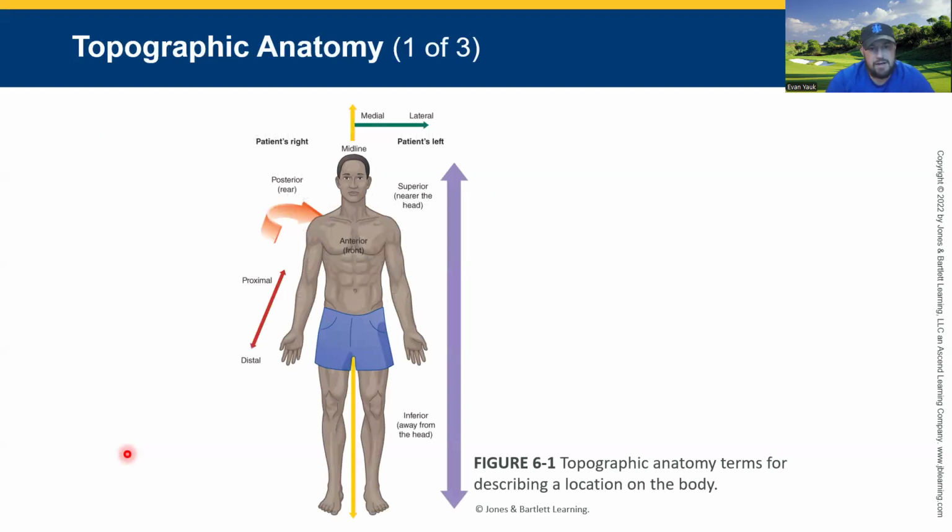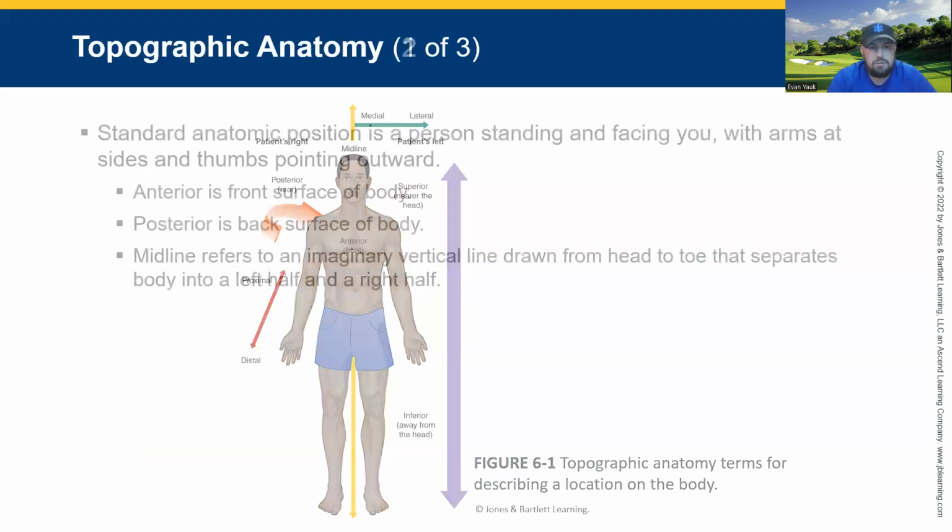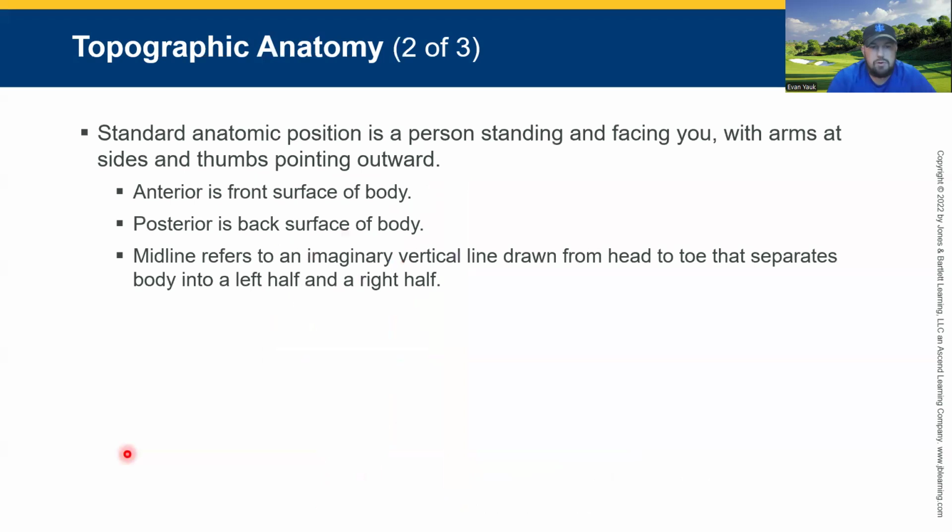So topographic anatomy. This has always been tough for me. I'm going to tell you, just practice this, take notes, take a picture of this with your cell phone if you want. So anterior is the front of the body. Okay, front side.